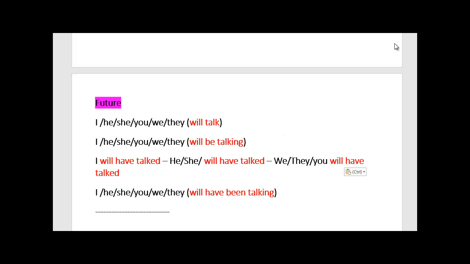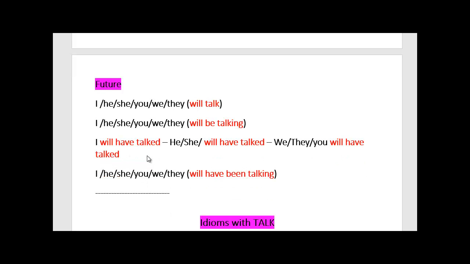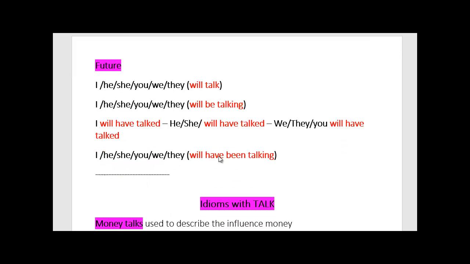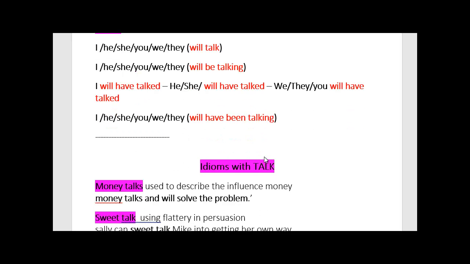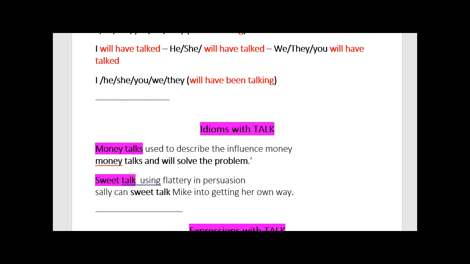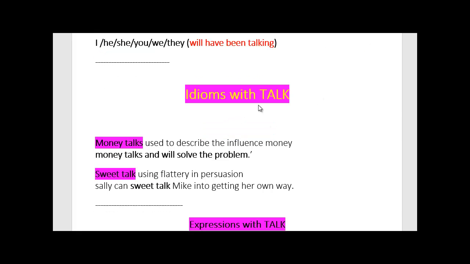have talked. Future perfect: we'll have talked, and future perfect continuous: will have been talking. Now we'll move on to idioms with talk.